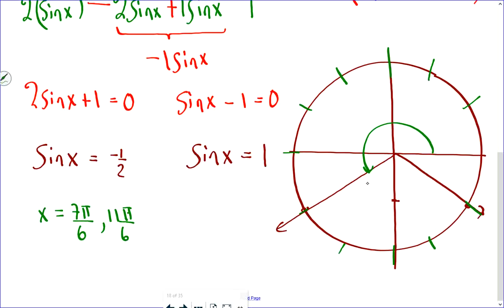Well, I'll finish this. Where is sine of a rotation angle equal to 1? Well, sine is the y coordinate. It's equal to 1 here. So this is the third position. What is that? So we had 7 pi over 6. We had 11 pi over 6. What is this? It's pi over 2.